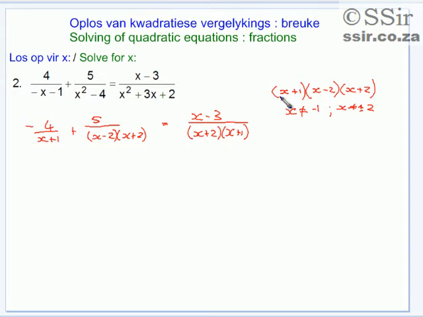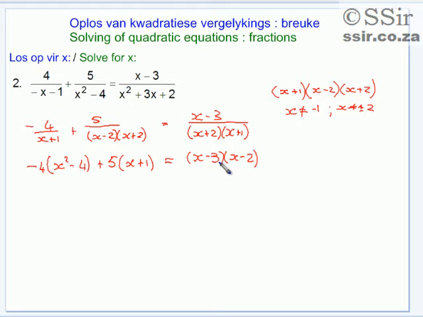Now we are going to multiply each term by the LCM. The x plus 1 will cancel out with that x plus 1, so I'm left with minus 4 times the other two, x minus 2, x plus 2. And let's simplify this immediately as x squared minus 4. Plus 5, the x minus 2 and x plus 2 will cancel out, so I'm left with 5 times x plus 1. And on the right hand side, the x plus 2 and x plus 1 will cancel out, so x minus 3 times x minus 2.